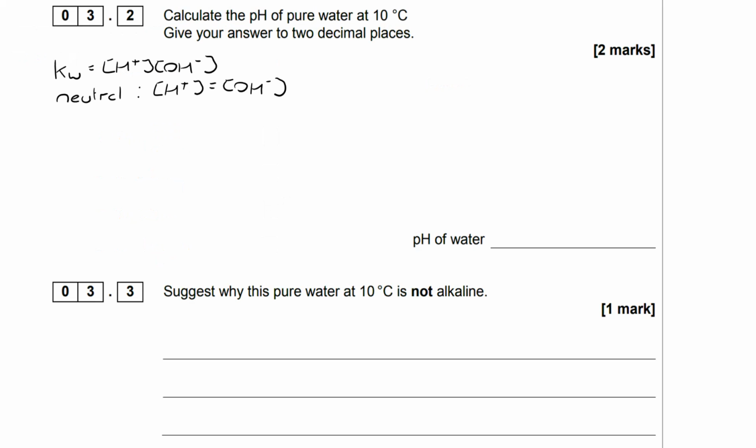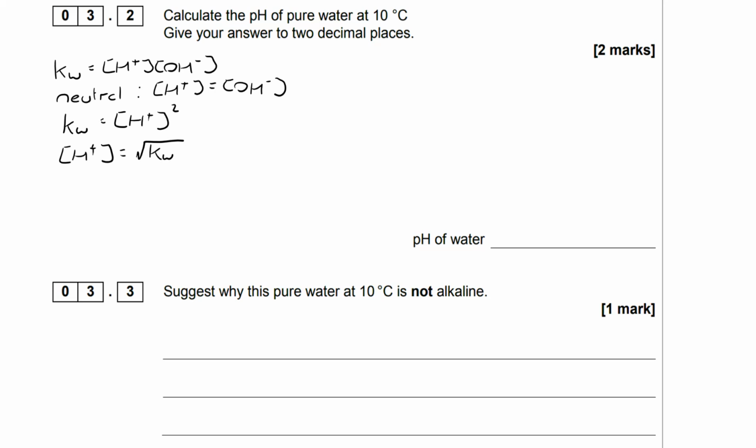Now, to begin with, I've started by writing the Kw expression, H+ times OH- again, and I'm reminding myself that when water dissociates, each H2O will yield an H+ and an OH-. So for that reason, I'm going to assume that my H+ concentration is equal to my OH- concentration. Now that means I can simplify my Kw expression. Rather than H+ times OH-, if they're the same, I can say that Kw is equal to the concentration of H+ squared.